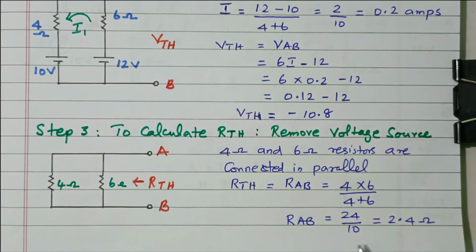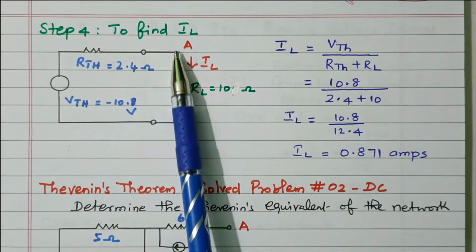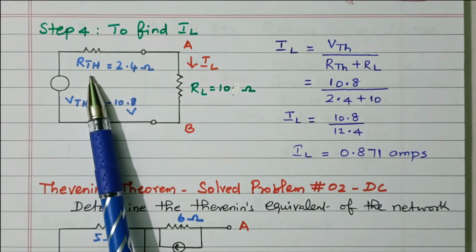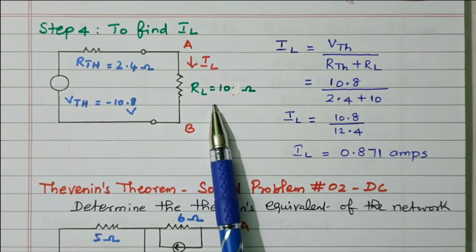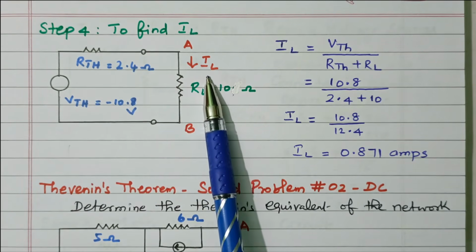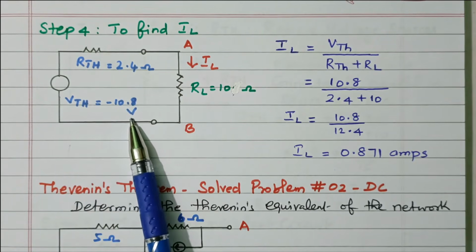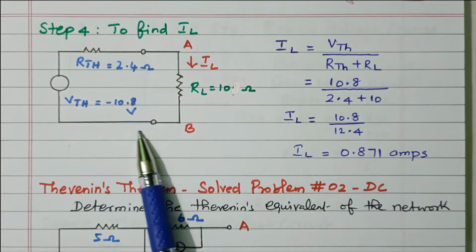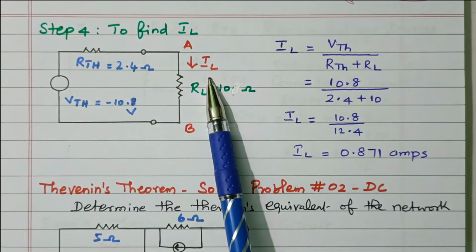Now we'll go to the Thevenin equivalent circuit. So the step 4 is to find the IL. This is the equivalent circuit. V Thevenin connected in series with the R Thevenin. Then at load terminal A, the load resistance 10 ohm is connected. This is the load current IL. V Thevenin we calculated minus 10.8 voltage. R Thevenin we calculated 2.4 ohm. See this, now the circuit is simplified. We can easily calculate the IL value.